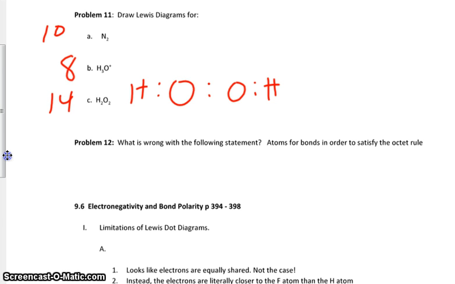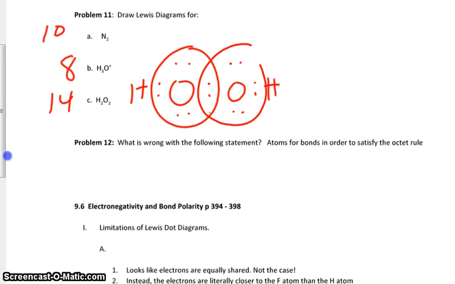So let's check this out. 1, 2, 3, 4, 5, 6, 7, 8. Does that fulfill what we're looking for? Does each oxygen have 8 around it? It looks to me that way. How about hydrogen? Remember what we said about hydrogen? It can only have a duet. There's my 2, and there's my 2. So the Lewis structure has been fulfilled.